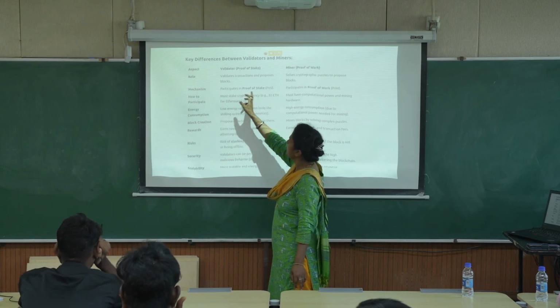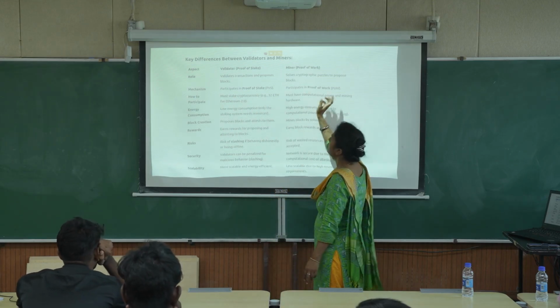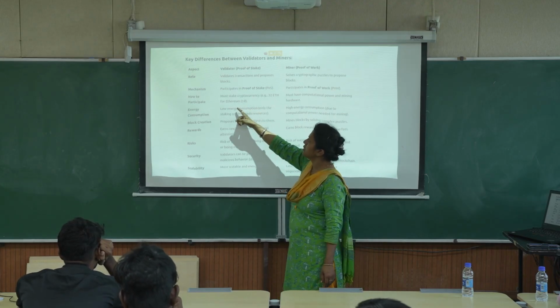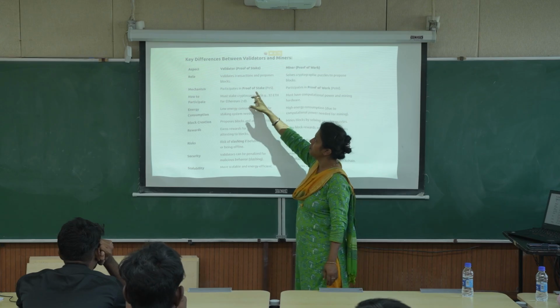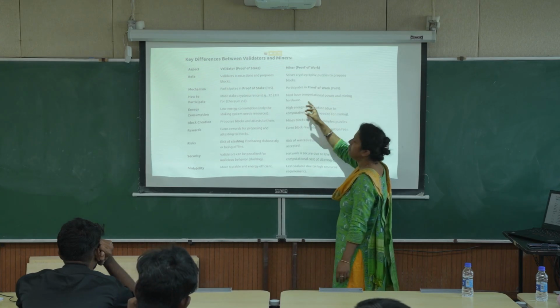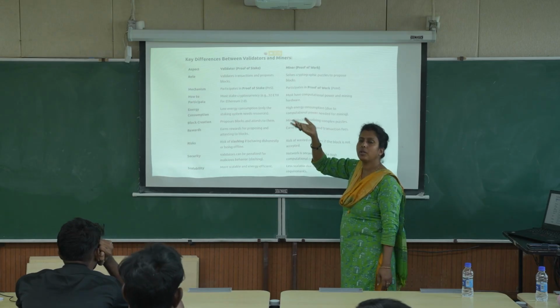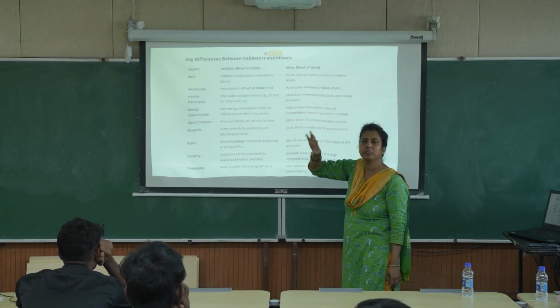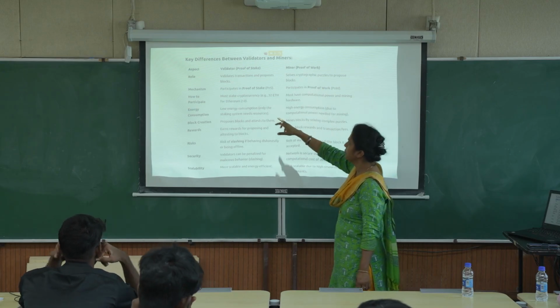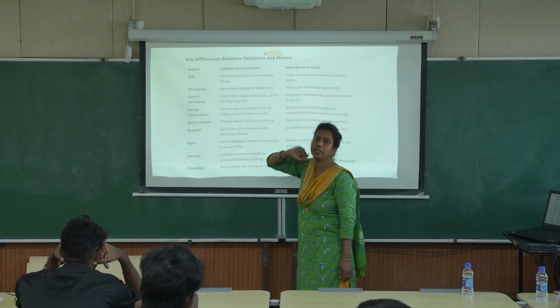Then let's discuss the mechanism to participate in proof of stake. Here we participate in proof of work. We must stake cryptocurrency, 32 ETH, to be a validator, and here we must have computational power and mining hardware. So if you have computational power and mining hardware, you can work as a miner, but for working as a validator we need 32 ETH.